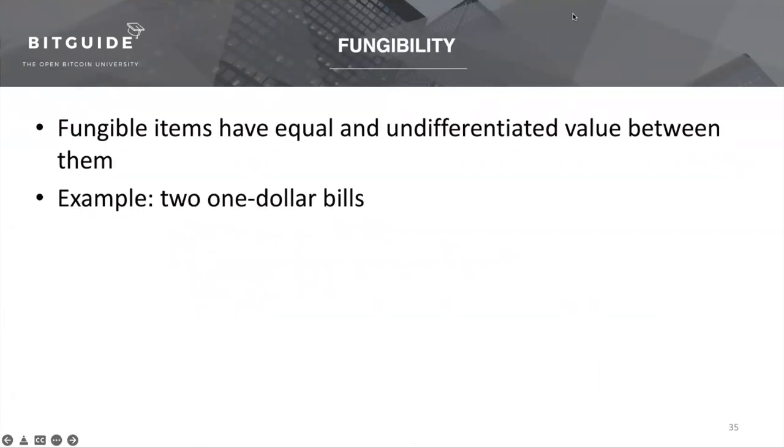Let's dive deeper into the idea of fungibility. To give a formal definition, fungible items have equal and undifferentiated value between them. For example, two $1 bills. One might be really worn out or even cut at the edges or have some other blemishes and problems, but we generally consider them equals. So there's no discount that wear and tear would justify on one of the bills. They're completely comparable and interchangeable, and that facilitates trade and eliminates all the guesswork about the value of this item.